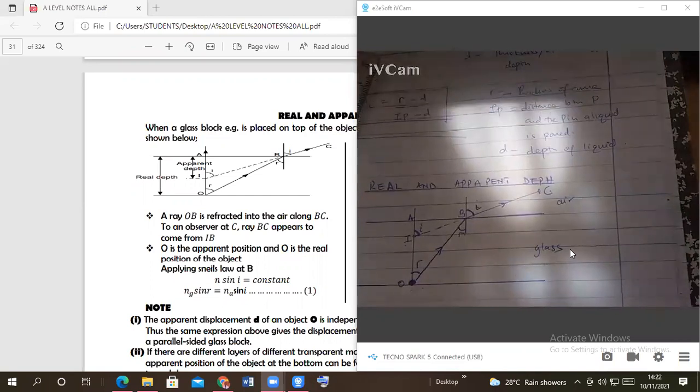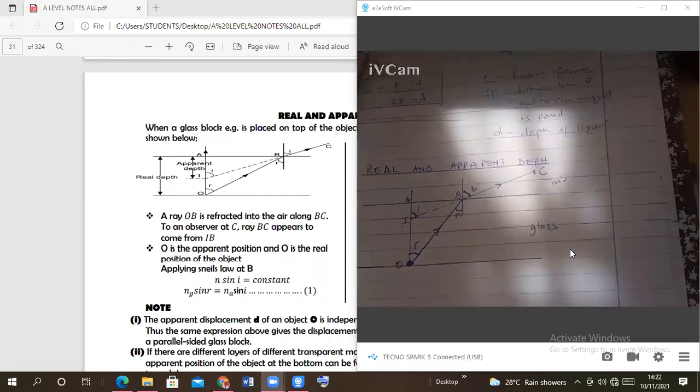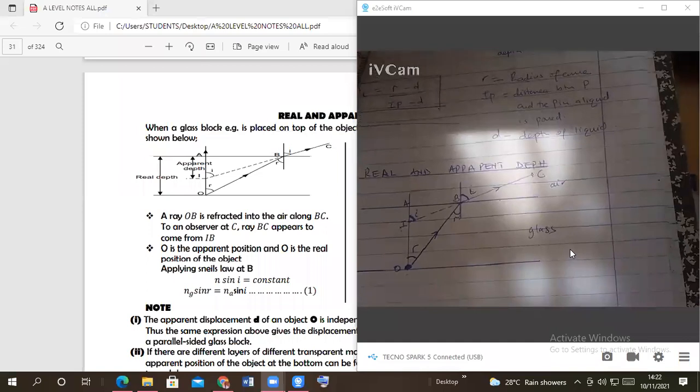There is some light here. It's trying to cover up. Okay, that's what I will do.